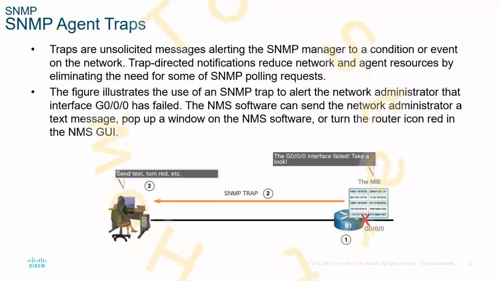So the agent trap. A trap is an unsolicited message alerting the management station to a condition or an event on the network. The trap will be a directed notification, reducing the network and agent resources by eliminating the need for some polling requests. If an interface goes down, instead of the manager station having to poll, the device will just send an update. Hey, my interface went down, assuming that's what was configured.